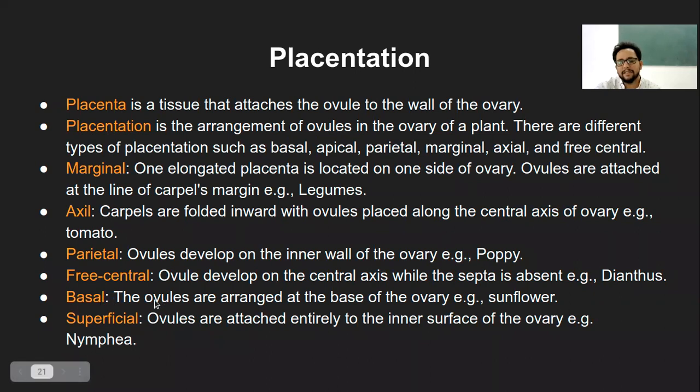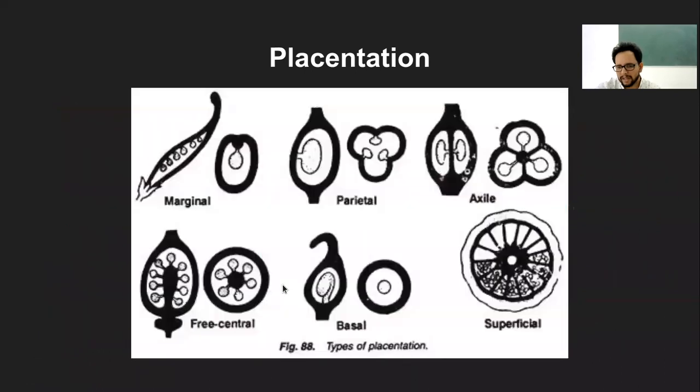Then the basal, that is, the ovules are arranged at the base of the ovary. For example, sunflower, where all the seeds are attached to the base. Like this is the base of the ovary at the bottom, and if you look at it from the top, this is how it looks. At the center there is this ovule, and that is how basal placentation looks. The example is sunflower. You have probably already seen how a sunflower looks. Exactly at the center there are all the seeds of the sunflower, and that is the basal placentation.